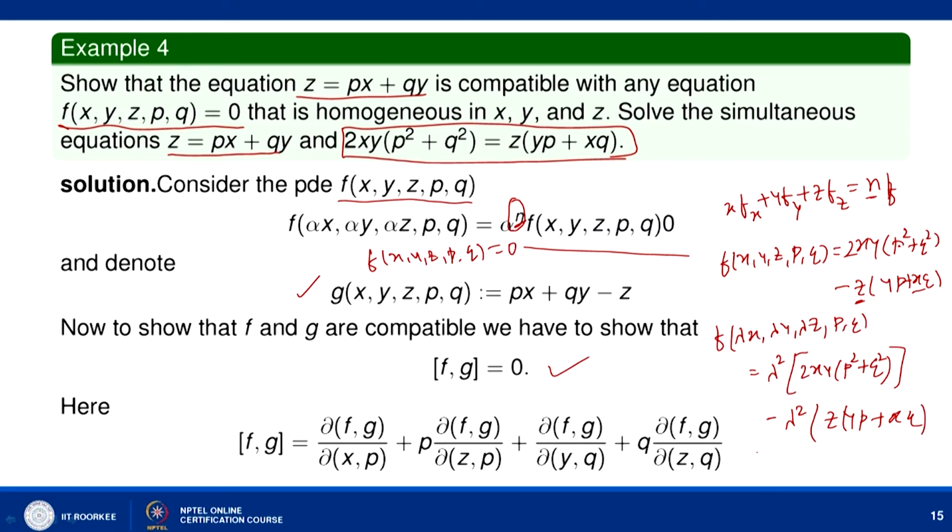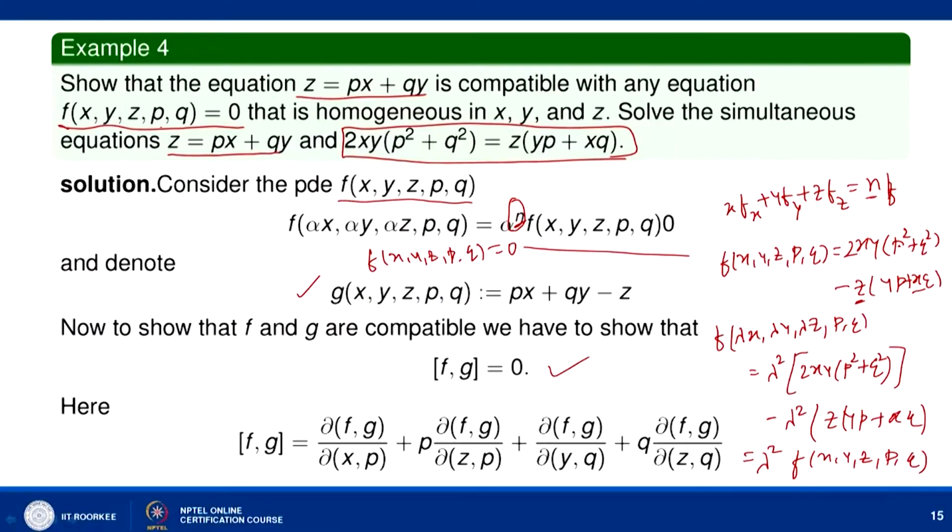So, when you simplify this, then it is lambda square times f of x y z p q. So, we can say that this is a homogeneous equation in terms of x y z with degree 2, right. Now, we have already proved that if f is homogeneous with respect to x y z and z equal to p x plus q y, then they are compatible to each other.